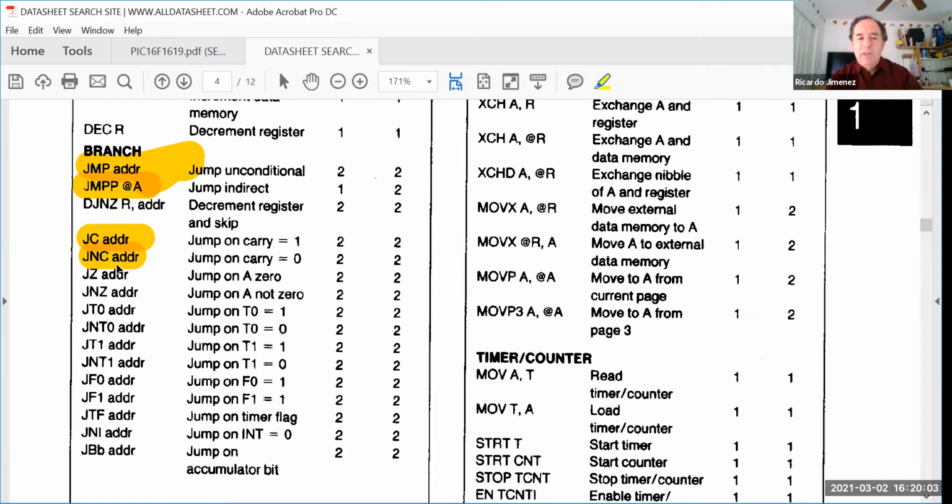So if there is a carry, jump. If there's no carry, jump. If the accumulator, the working register, is 0, you jump. Jump if it's not 0. Jump if the test input T0, an input port called T0, is equal to 1. Jump if T0 is equal to 0. Who changes the polarity? An exclusive OR gate, as we always see in previous lessons. Jump if T1 is 1, jump if not T1. Jump if the flip-flop A is equal to 0. Jump if flip-flop 1. Jump on timer flag. Jump on interrupt. Jump on accumulator bit to this address.